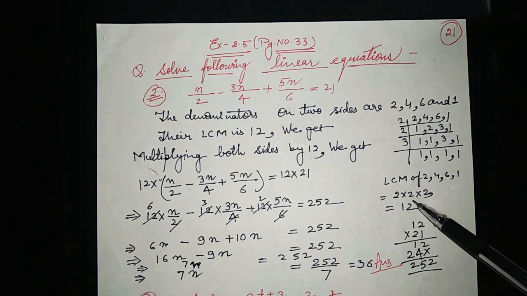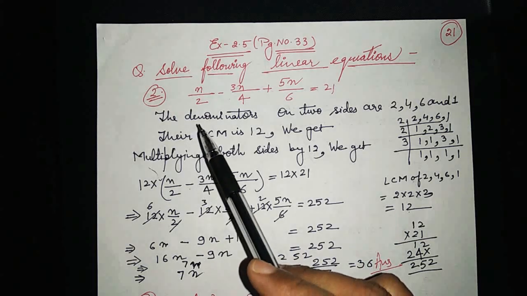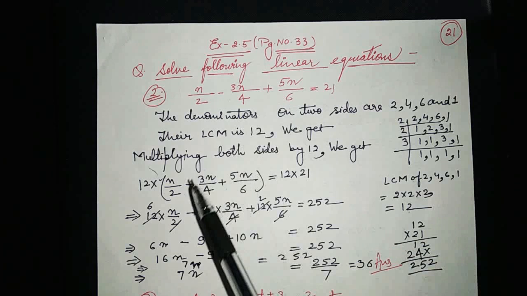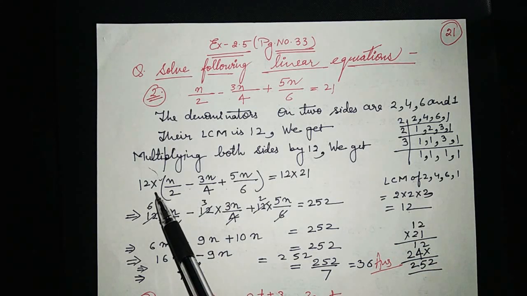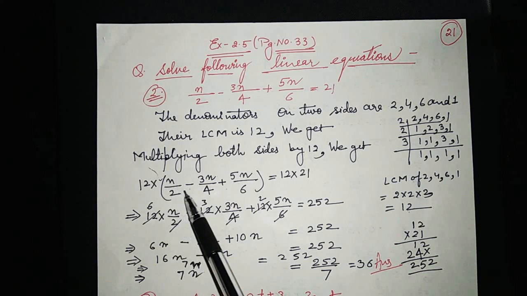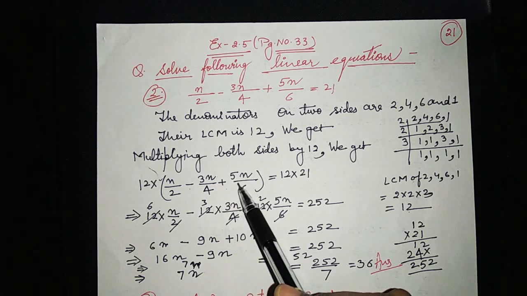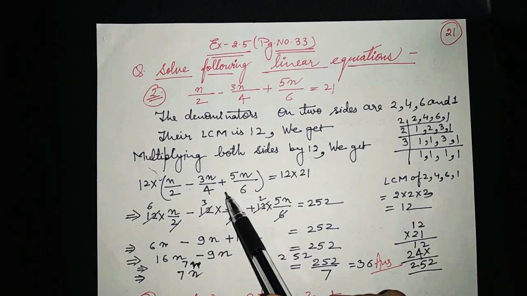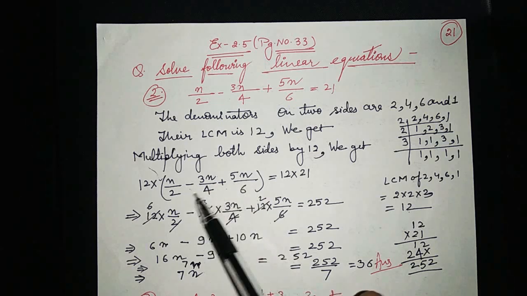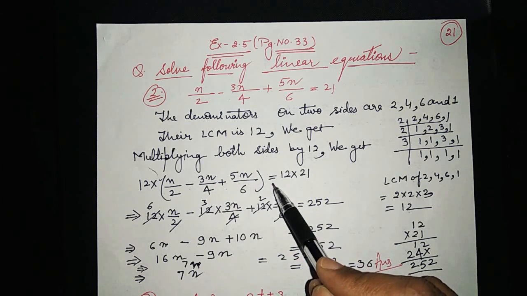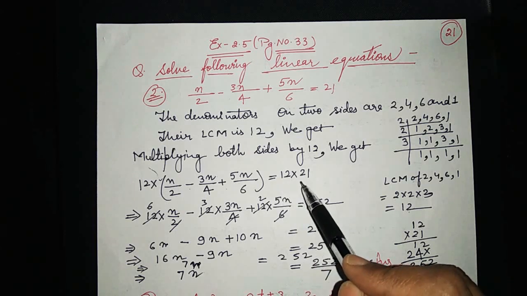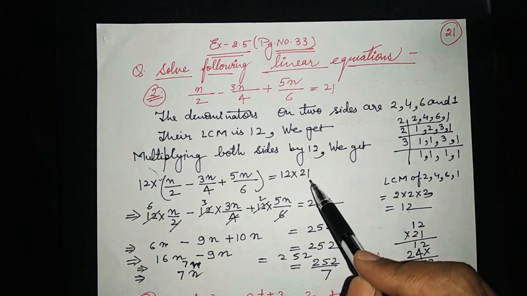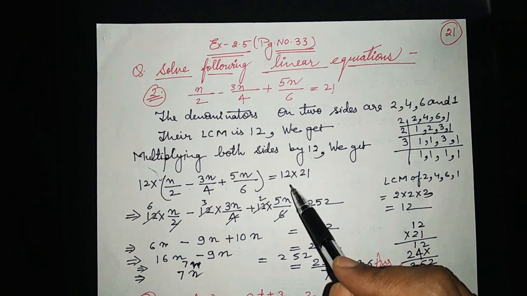Now this LCM 12 we will multiply on both the sides of the equation. You can see this step here 12 we are multiplying with n by 2 minus 3 n by 4 plus 5 n by 6. You can see I have written n by 2 minus 3 n by 4 plus 5 n by 6 in a bracket. And same thing we will do on right hand side. Right hand side is 21. This 21 also we will multiply by 12.